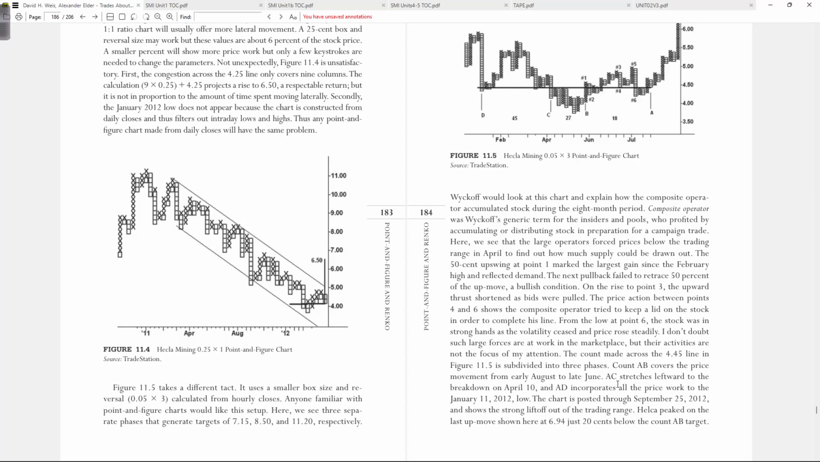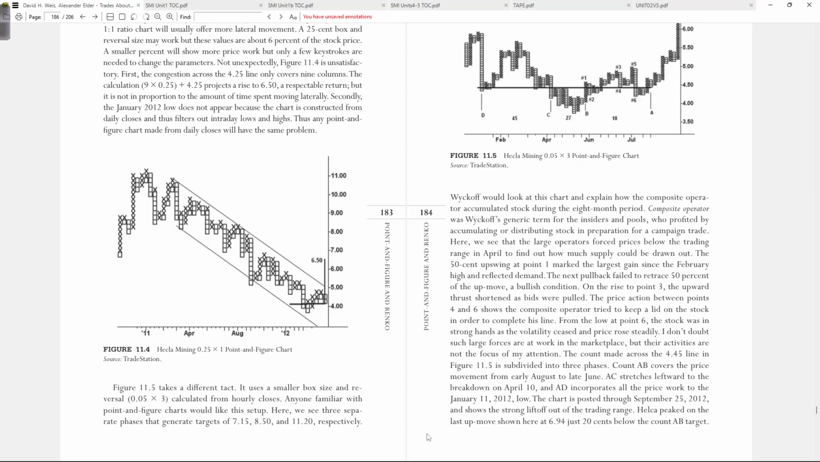AC sketches, AC stretches leftward to the breakdown on April 10, and AD incorporates all the price action to the January 11, 2012 low. The chart is posted through September 25, 2012 and shows the strong lift off out of the trading range.